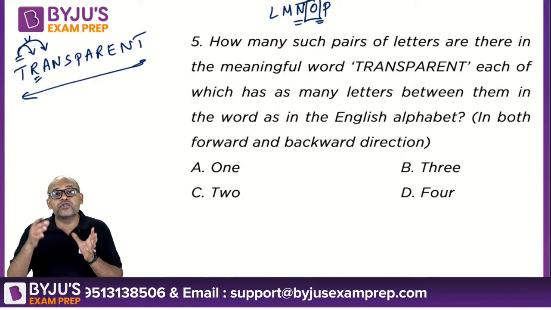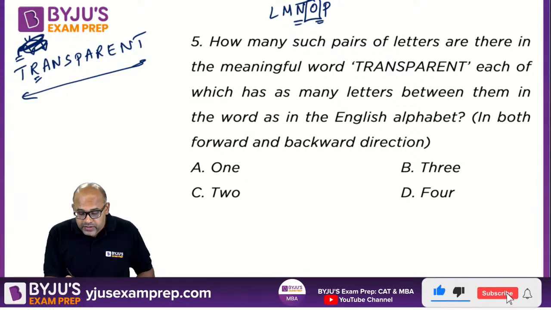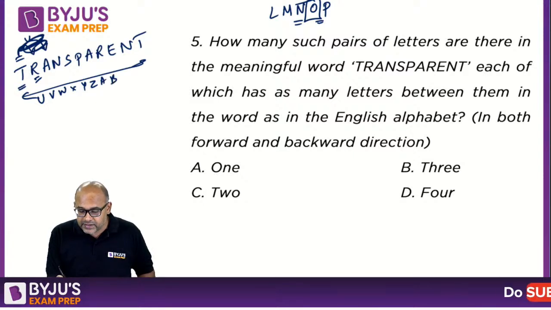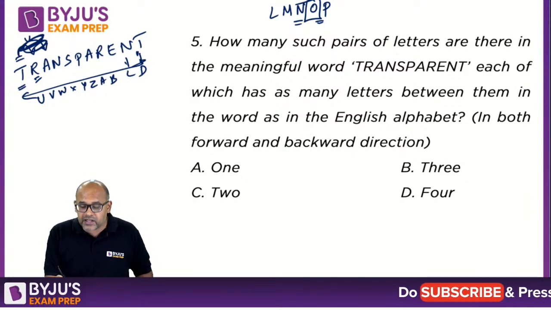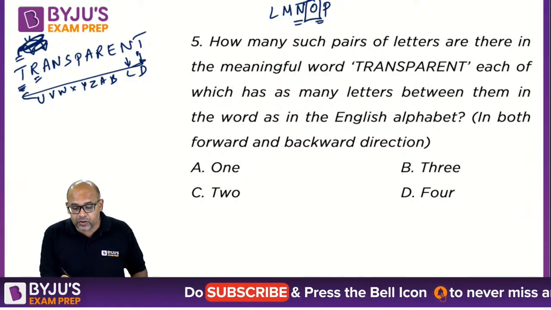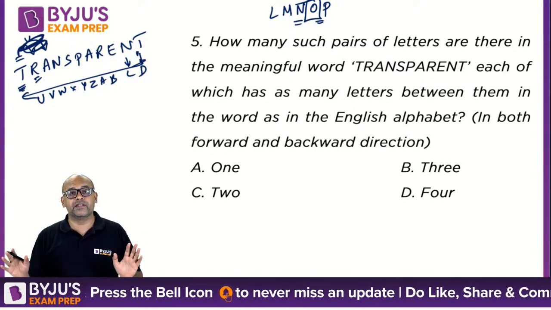So instead of checking each one of them, what I will say is, when you're starting with T, write down T, U, V, W, X, Y, Z, A, B, C, D. Anything which is matching, that will be a pair. Start from T, go forward. Nothing is matching, T does not give you any pairs.